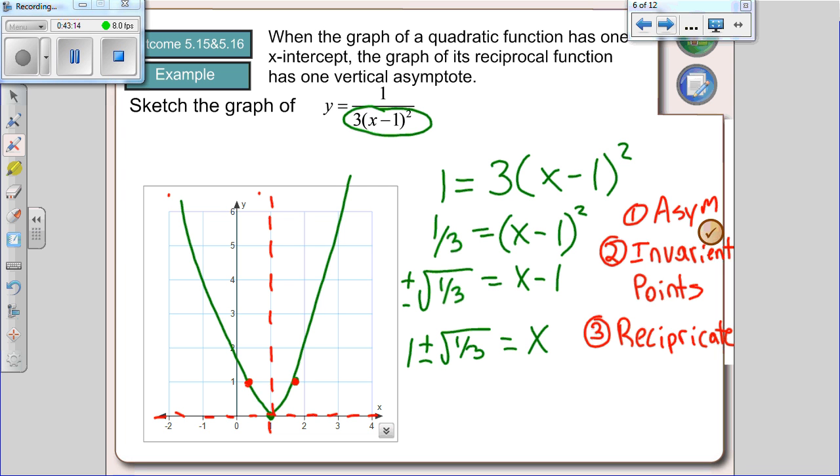Go ahead now. Okay. Your vertex won't reciprocate because it's on the asymptote. But the rest of the graph will. It'll look like this. What do you mean the rest of your graph? So every other point on the graph can reciprocate.